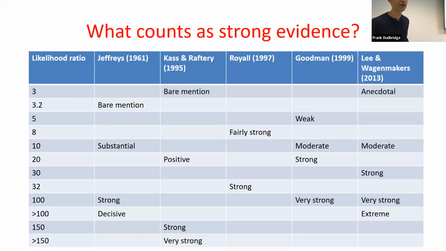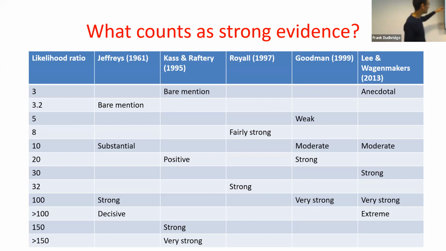So the question more generally then is, what counts as strong evidence? I can give you a likelihood ratio and say, right, here's a number, but what are you supposed to do with that? If you're not going to have some threshold of significance, then how can I say whether this is strong evidence or not? Okay, so a number of authors have proposed descriptive scales for likelihood ratios.